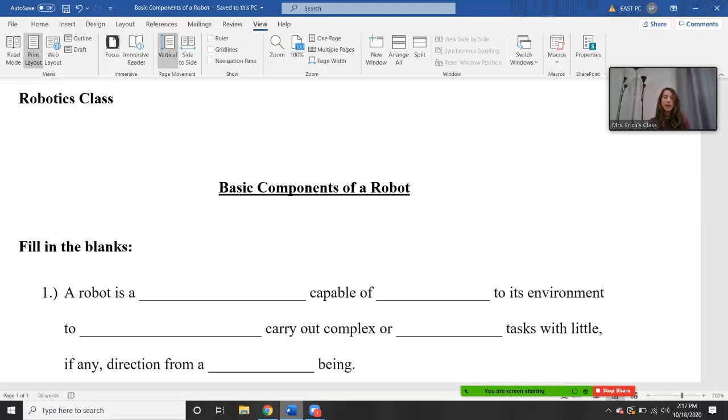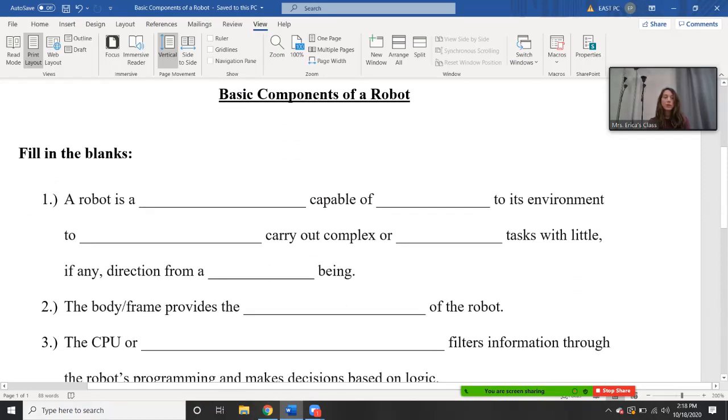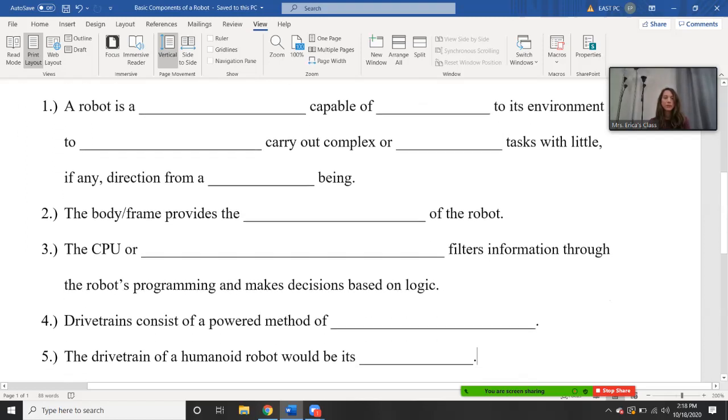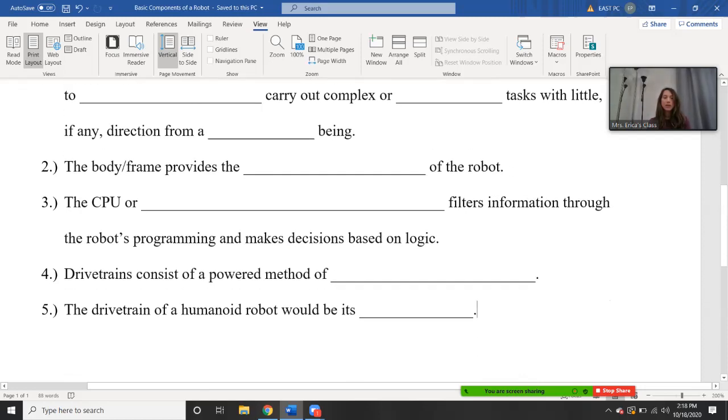So this week, what I'm going to be asking you to do is fill in this sheet, basic components of a robot. The first question is our same question, and I like to put this on so that you remember it and keep it in your head, because this is something very important. The body frame provides the blank of the robot. Hopefully everybody knows the answer to that. The CPU, or what does CPU stand for? Filters information through the robot's programming and makes decisions based on logic. Drivetrain consists of a powered method of what? What does it do? And the drivetrain of a humanoid robot would be its blank.